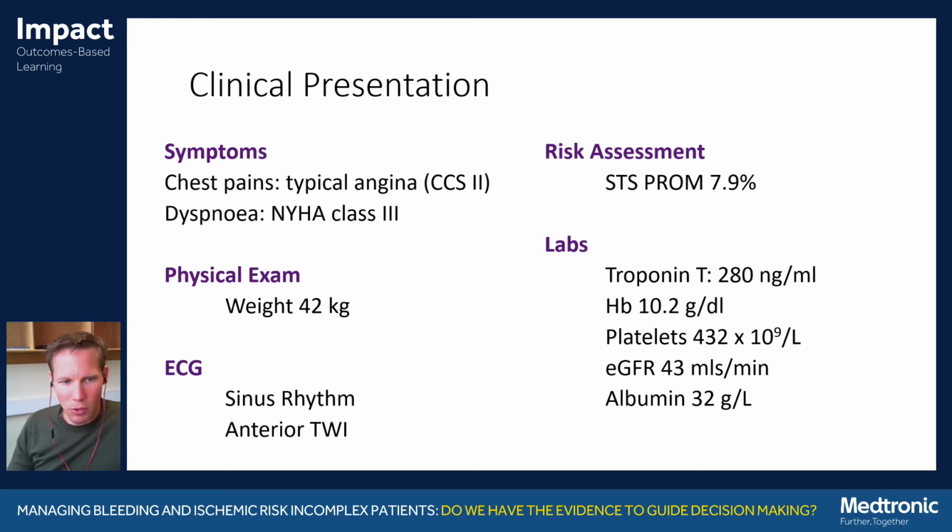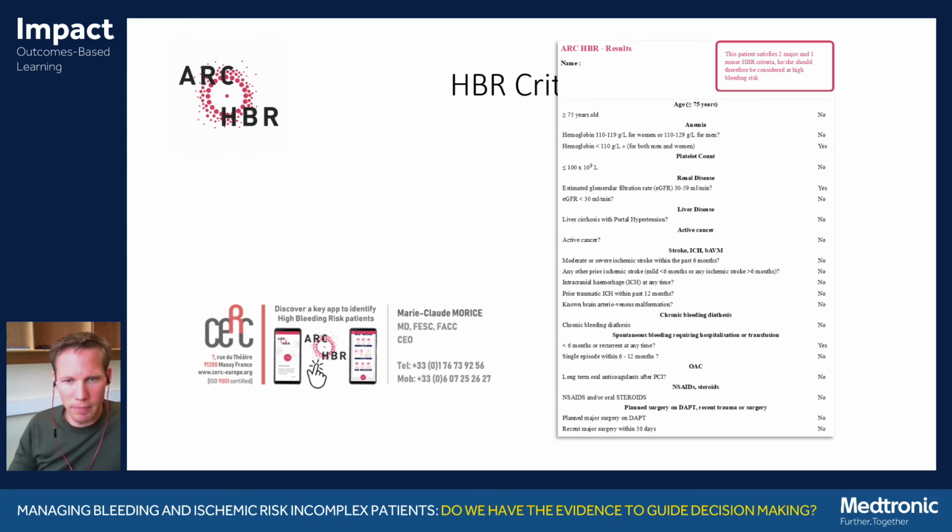On physical exam, the most important and relevant finding, I think, is that her weight is only 42 kilograms, so she's a tiny lady. ECG suggests some anterior T-wave inversion, and in terms of whether we need to do anything with her valve, her STS score is 7.9%, so high risk for operative intervention. The elevated troponin, along with the chest pains and anterior T-wave inversion, suggest that her presentation on this occasion is a non-STEMI. But importantly, as part of her HBR, or high bleeding risk assessment, her hemoglobin is 10.2, her platelets are normal, but her GFR is mildly reduced at 43.